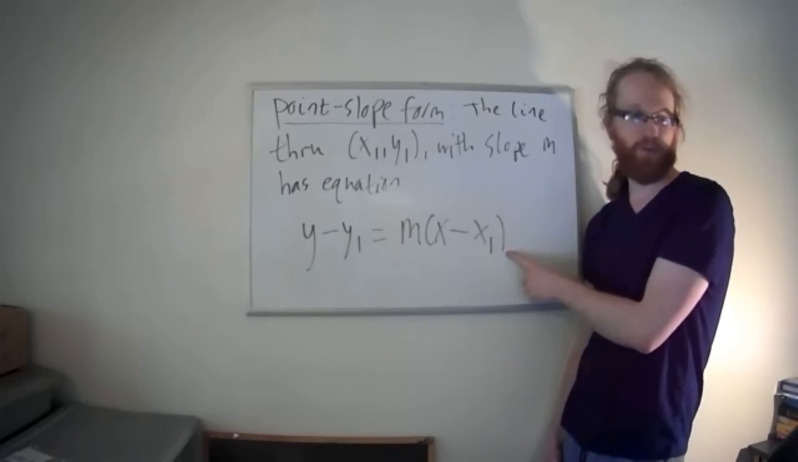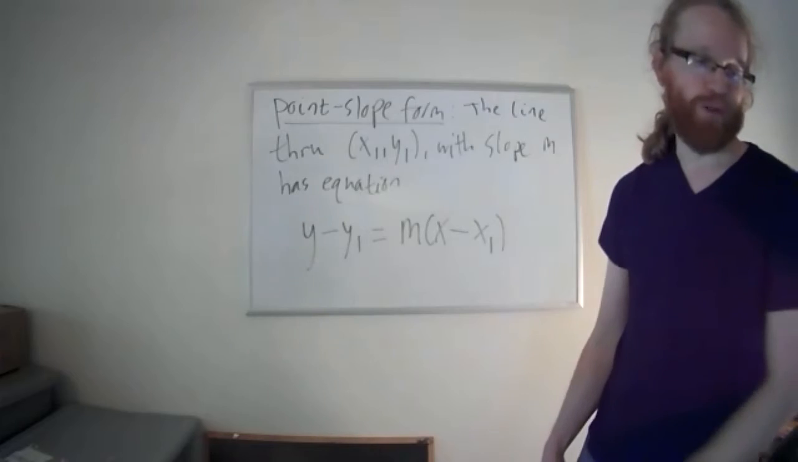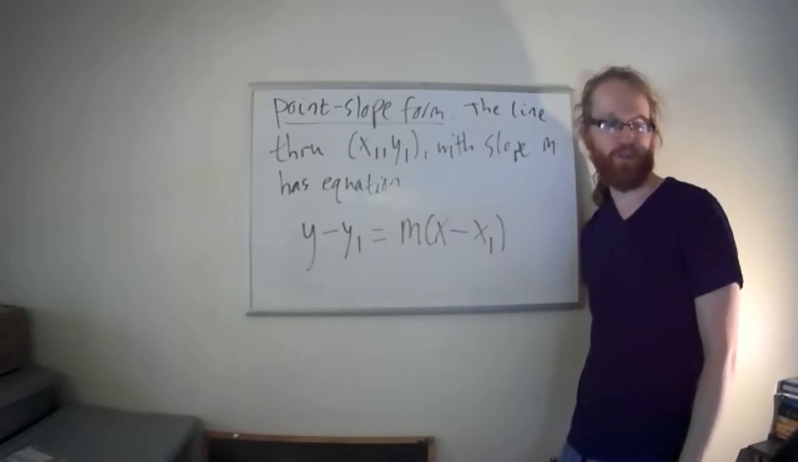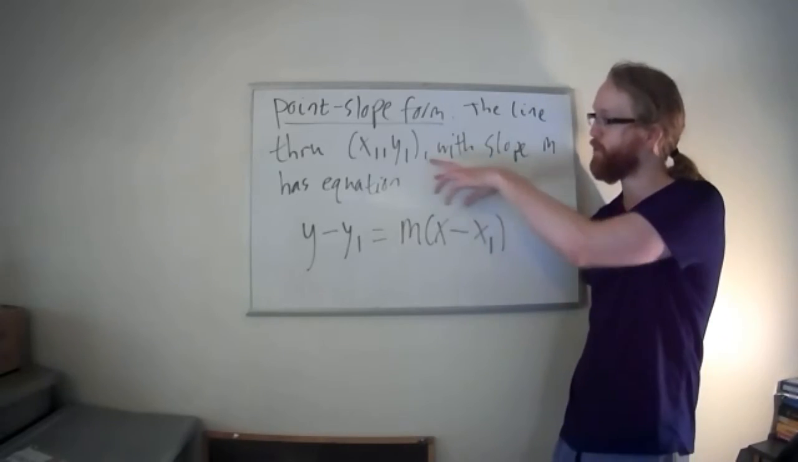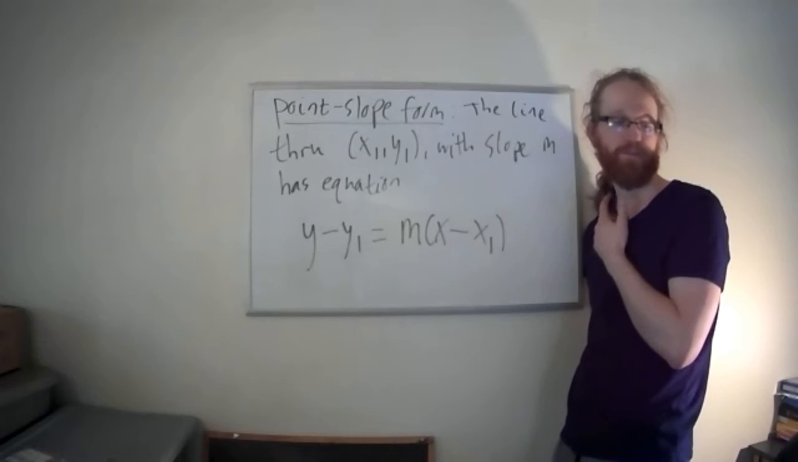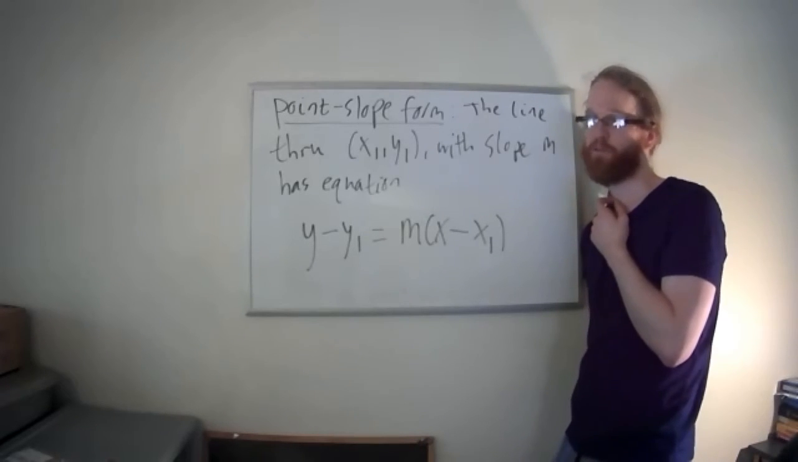This one's really good if you have a problem like find the equation of a line through 2 points. Once you know 2 points, you can find the slope using the slope formula, and then you know at least one point on the line already, so you can just plug everything into this and be done. So this is a very useful formula. And again, you'll get to practice that on your activity.